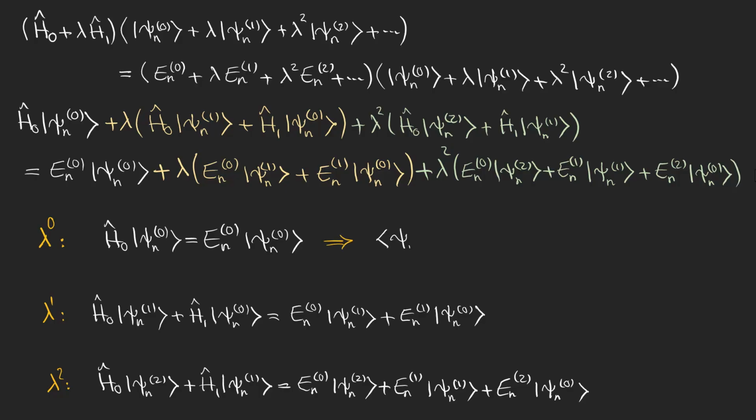To find the zero order, we can multiply both sides of this equation with the eigenbras of the unperturbed Hamiltonian. Let me remind you that eigenbras are the Hermitian adjoints of eigenkets or eigenstates, and they can be calculated by complex conjugating and then transposing the elements of the matrix representation of the eigenkets, and we can write them as a row vector instead of a column vector.